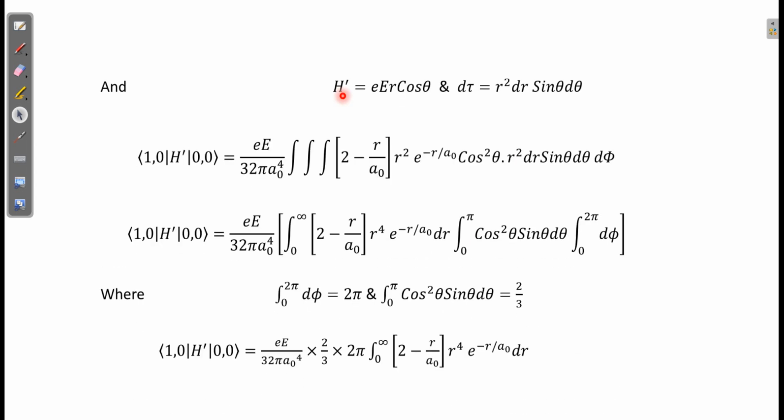And h dash is equal to E E R cos theta, d tau is equal to R square dr sin theta d theta. So our equation becomes this. This term is R, this term is theta, and this term is phi. The value of this is 2 pi, and the value of this integral is 2 by 3. So only this integral remains, and its value is 2 by 3, and the value of the other is 2 pi.